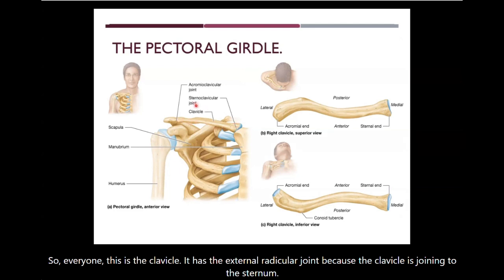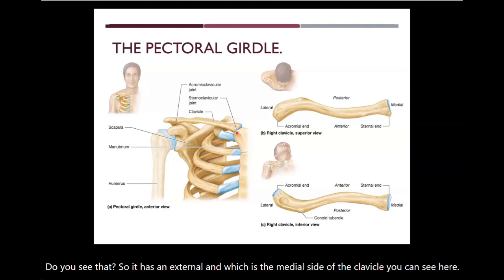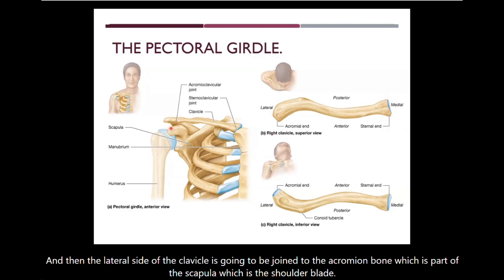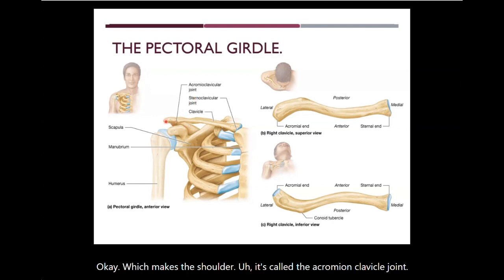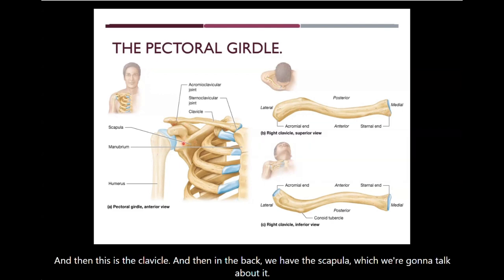It has the sternoclavicular joint because the clavicle is joining to the sternum. Do you see that? It has a sternal end, which is the medial side of the clavicle. And then the lateral side of the clavicle is going to be joined to the acromion bone, which is part of the scapula, the shoulder blade, which makes the shoulder. It's called the acromioclavicular joint. So this is the sternoclavicular joint, this is the acromioclavicular joint, and this is the clavicle. And in the back, we have the scapula, which we're going to talk about.